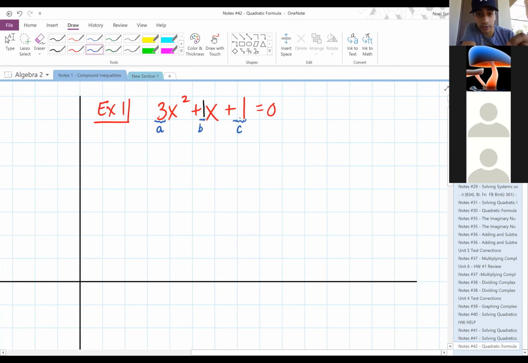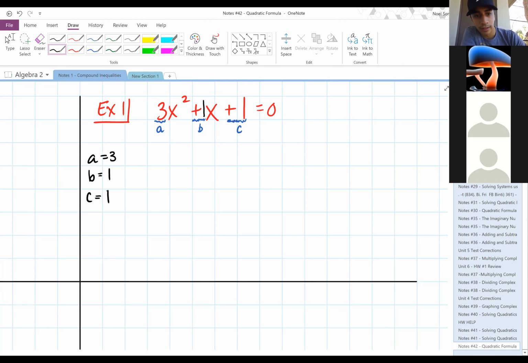Now, the other thing is to make sure that you include the sign. Here b is a positive 1 and c is also a positive 1. a is obviously a positive 3. But sometimes you might have negative 1, and in that case c is going to be negative 1. So in this case, you know that a is 3, b is positive 1, and c is 1. Sometimes it's nice to take those numbers out of the quadratic and write them on the side, and then you can go back in and plug them into the formula.